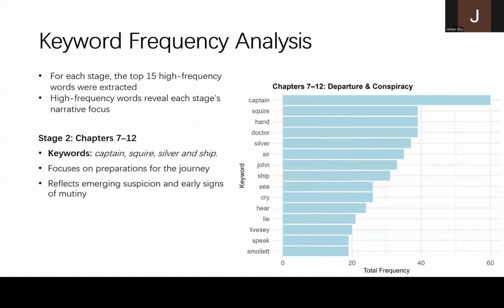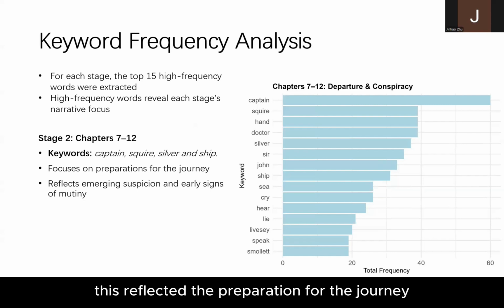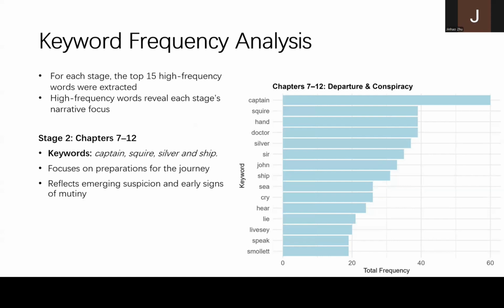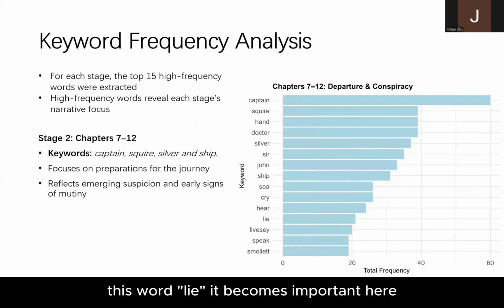Now we move to stage 2, which includes chapters 7 to 12. This time the keywords we can see are captain, squire, silver, and ship. This reflects the preparation for the journey and the introduction of Long John Silver, a key character. The word lie becomes important here.